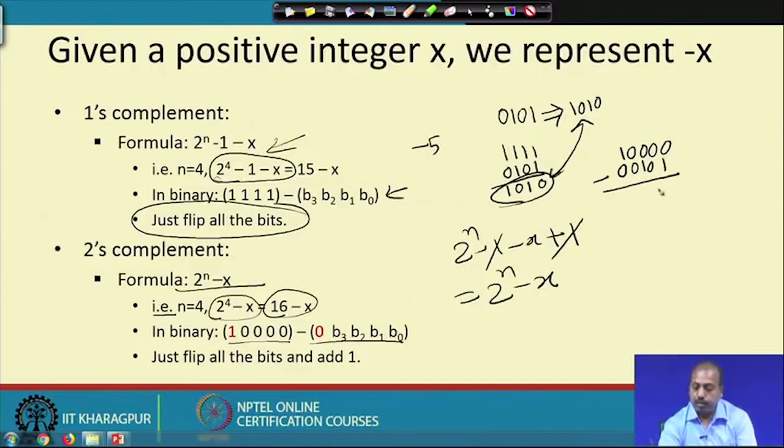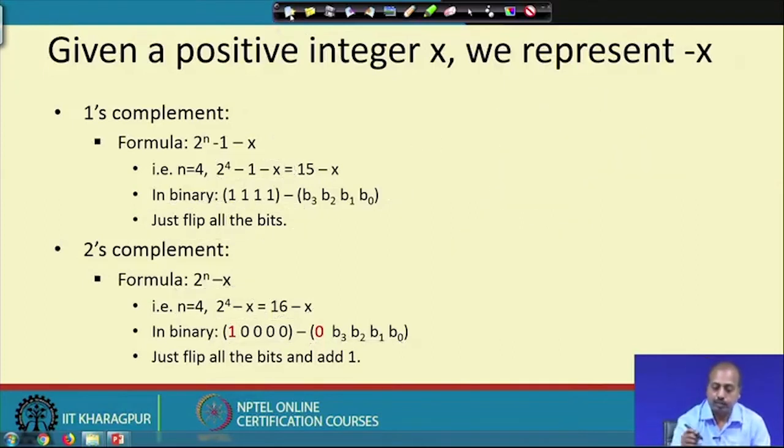0 minus 1 is 1 with 1 borrow. So, basically 0 minus 1 is 1. Now, 0 minus 0 is 0, 0 minus 1, so there will be 1 borrow. So, this 1 minus 0 will be 1, and then 0 minus 1 is 1 with a 1 borrow. So, this is not very simple here, so I will come back to this later.